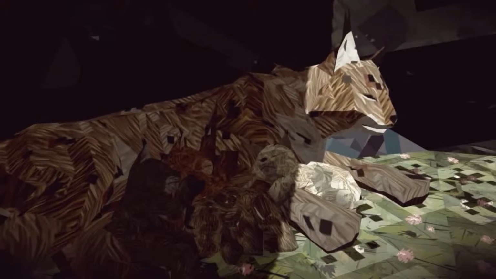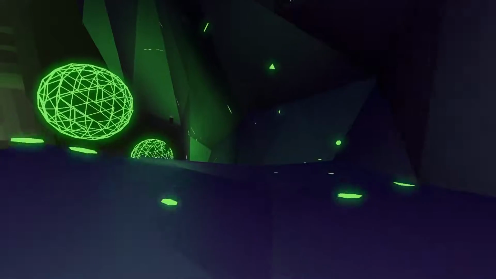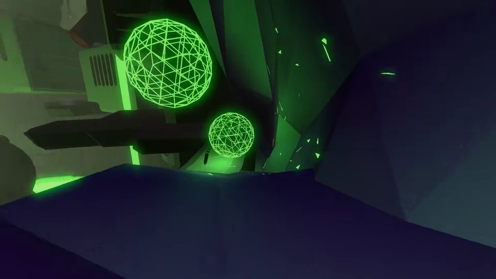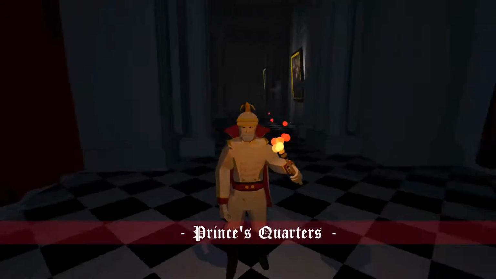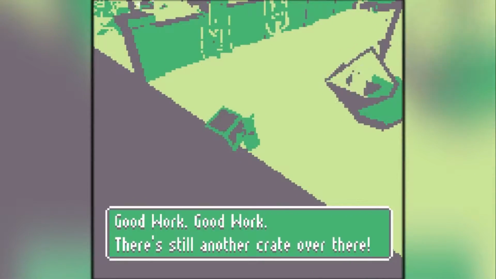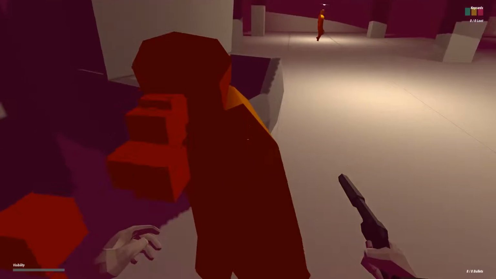Low poly has become an important trend amongst indie developers. It's easy to start making, pretty, and is being used in so many interesting ways. But what has caused the popularity of this trend? Why are developers using it?